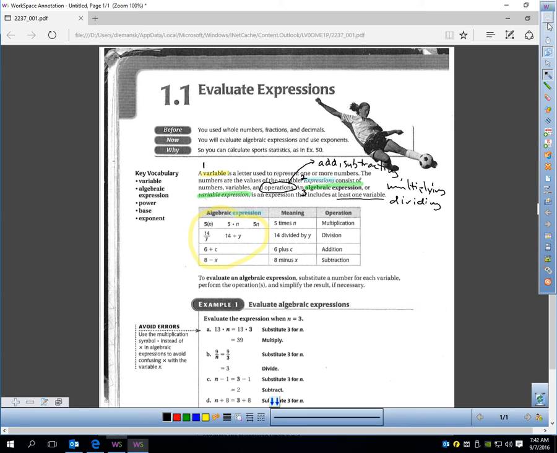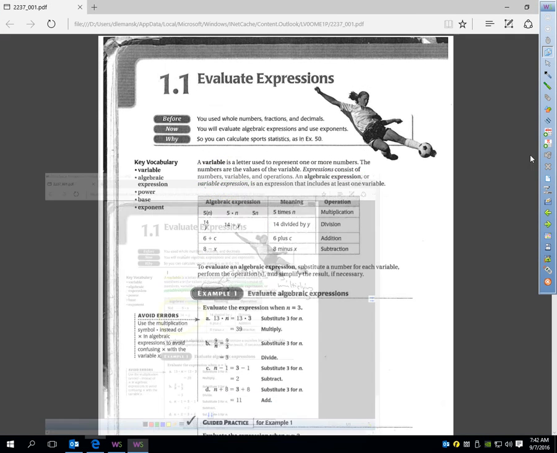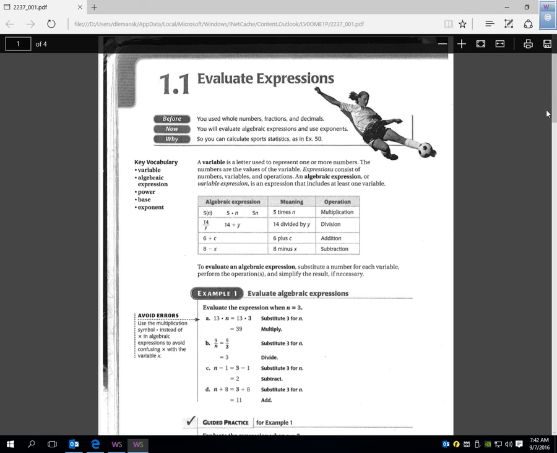Okay? Let's talk about how to evaluate an algebraic expression next. That's the next thing. What does it mean to evaluate? Okay? Evaluate, it says it right here, it means you're going to substitute a number in for the variable, perform the operation, and simplify. In other words, if I was to say this in non-math teacher speak, stick a number in for the variable, either add, subtract, multiply, or divide like they tell you to, and find the answer. Okay? They show a few examples of that down here that we're going to take a look at.